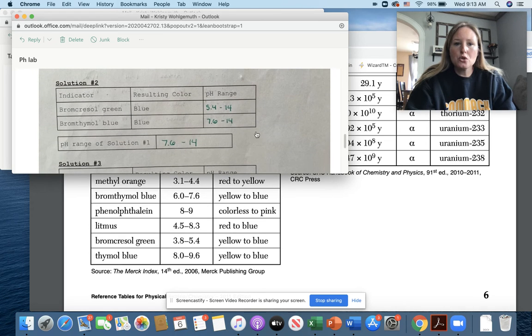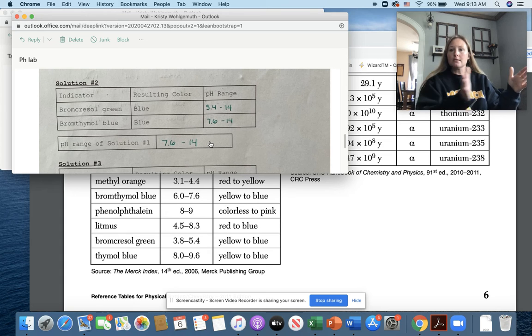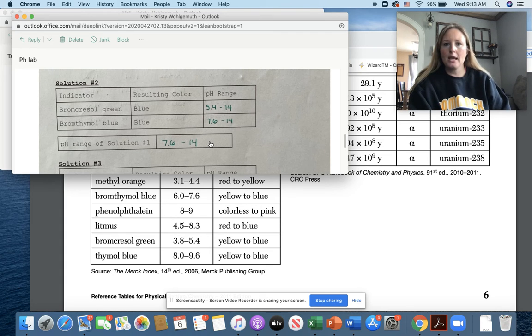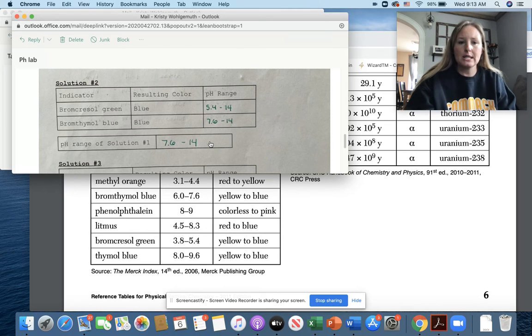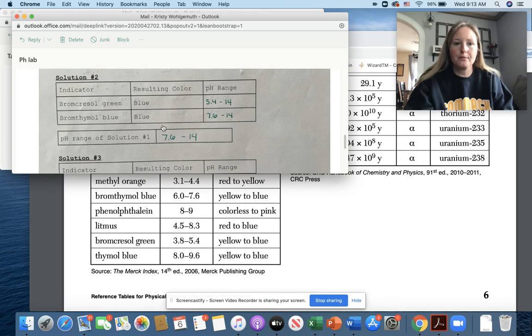All right, so here's solution number 2. Bromcresol green is blue, 5.4 to 14, big range. Okay, 5.4 to 14. Bromthymol blue is blue from 7.6 to 14. So what's the pH range of the solution? Well, it's got to be 7.6 to 14. That's the smaller range. Okay, if the pH of this solution number 2 was below 7.6, the bromthymol blue will no longer be blue. Okay, it'll be within that color changing range.